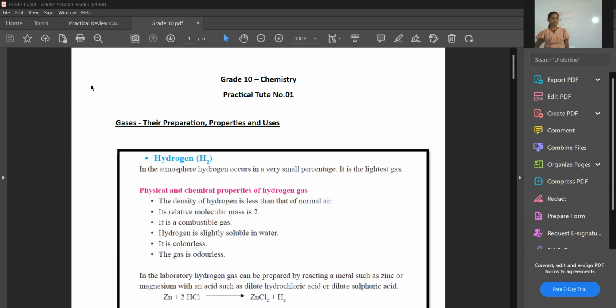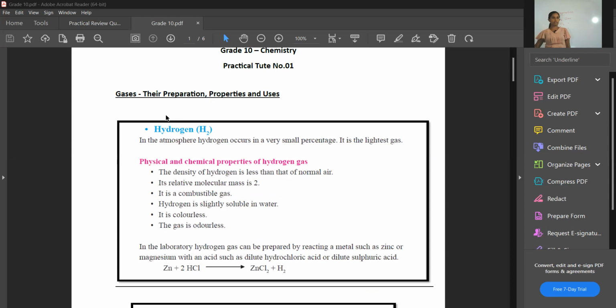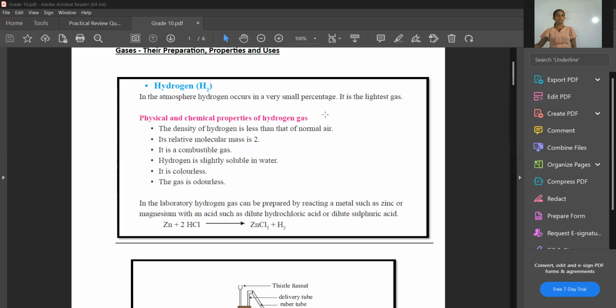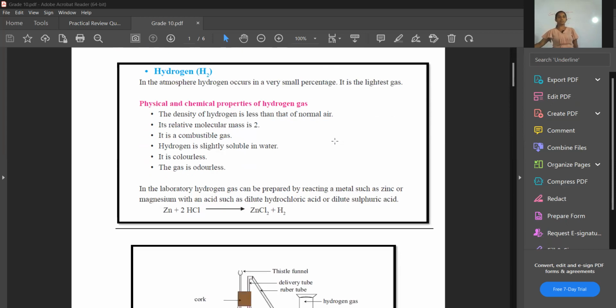We will go through the theory part. When we consider hydrogen gas, we know that it is less dense than air, and in the atmosphere hydrogen gas is only a very small percentage. As I told you, we have to know the physical and chemical properties of these gases. Hydrogen is a gas with a lower density than normal air, and the relative molecular mass is 2, 1 plus 1. Relative molecular mass 2.